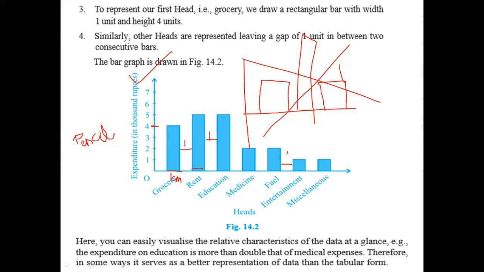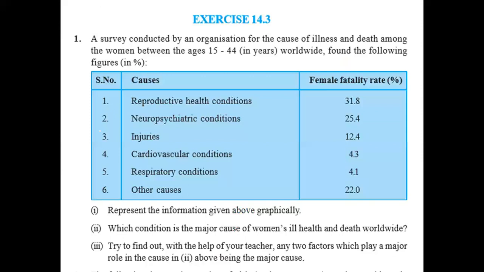Also you may use a graph paper. It will be much easier for you to draw. So we'll first take the problems from exercise 14.3. The first problem is a survey conducted by an organization for the cause of illness and death among women in the age group of 14 to 44 worldwide. Following figures show causes and female fertility rate.